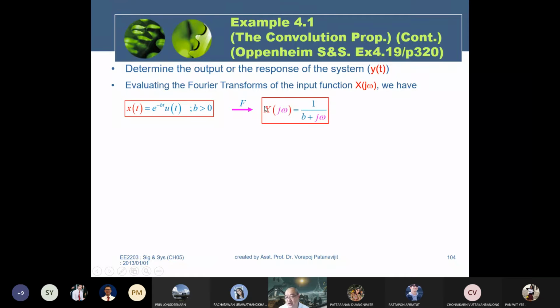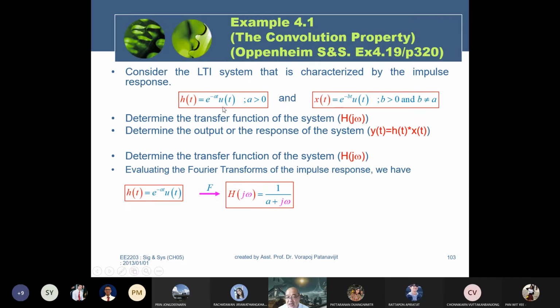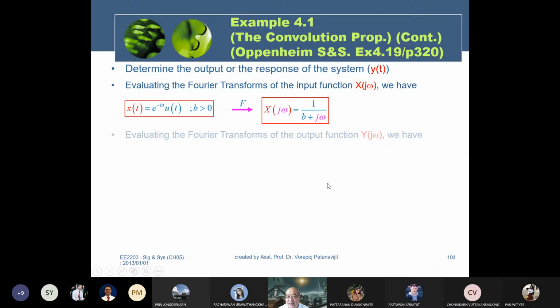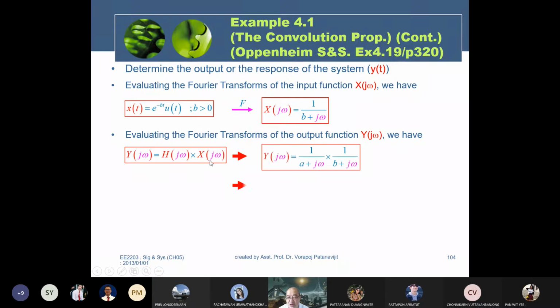You know the system function. Therefore you have two ways to do it. One, you use x(t) and h(t) and take the convolution in time directly. Or you determine the Fourier transform of h and the Fourier transform of x, and multiply them. In this case, we determine the Fourier transform of h and of x, and evaluate the Fourier transform of the output Y by a simple multiplication between H(jω) and X(jω) as shown here.